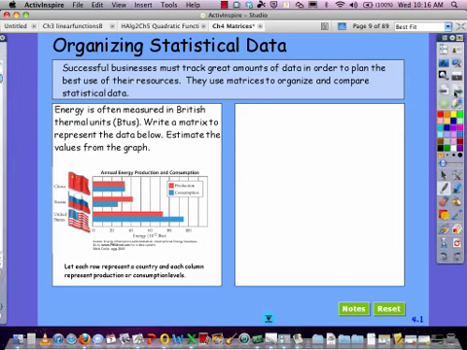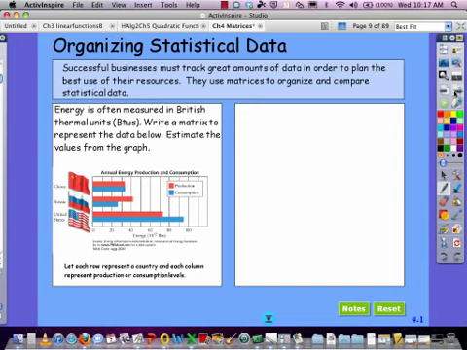Now, what you have to understand is matrices hold data. It can be almost any kind of data. In this case, we have statistical data. Successful businesses must track great amounts of data in order to plan the best use of their resources. They use matrices to organize and compare statistical data.